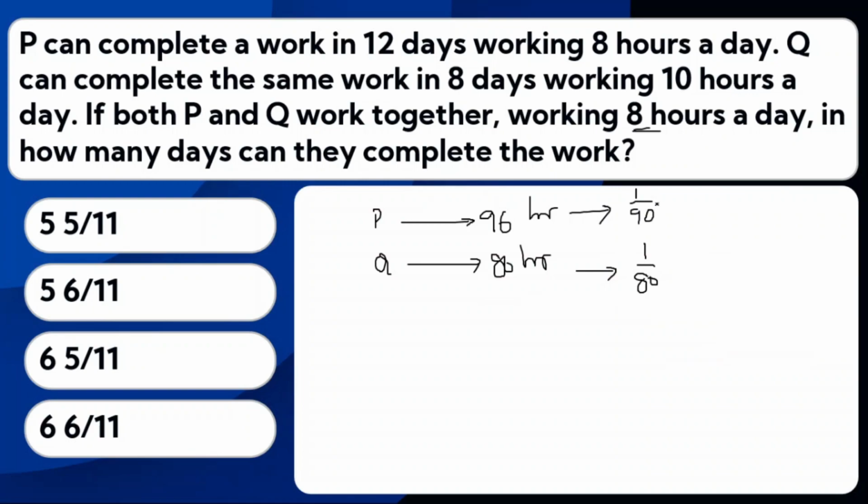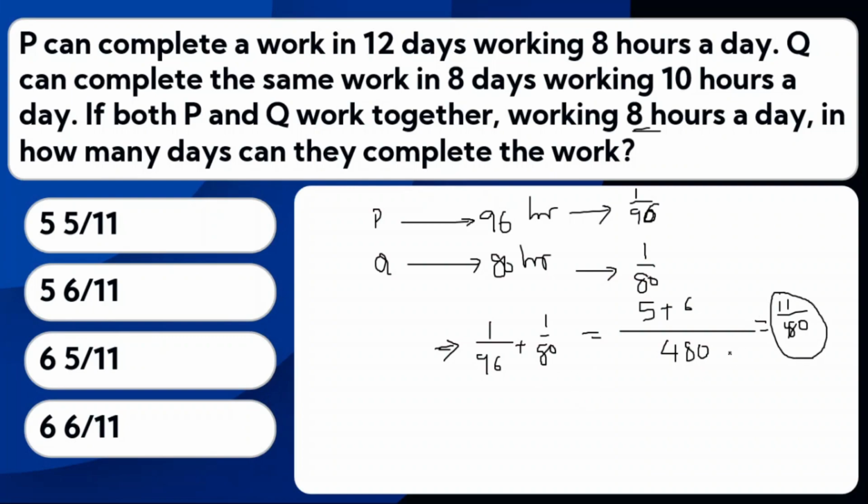Here it is not 90, it is 96, right? Sorry. Per 1 hour, P can complete 1 by 96. Then the work done by both the persons in 1 hour is 1 by 96 plus 1 by 80, which is equal to, the LCM you will get is 480. So 96 gets cancelled 5 times and 80 gets cancelled 6 times. So the answer will be 11 by 480. So per 1 hour they can complete the work of 11 by 480.